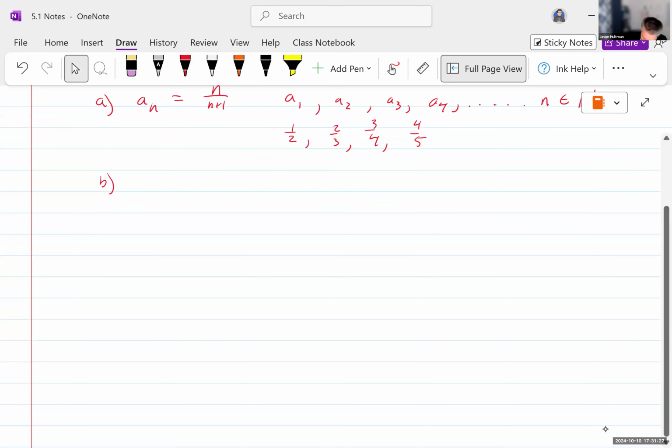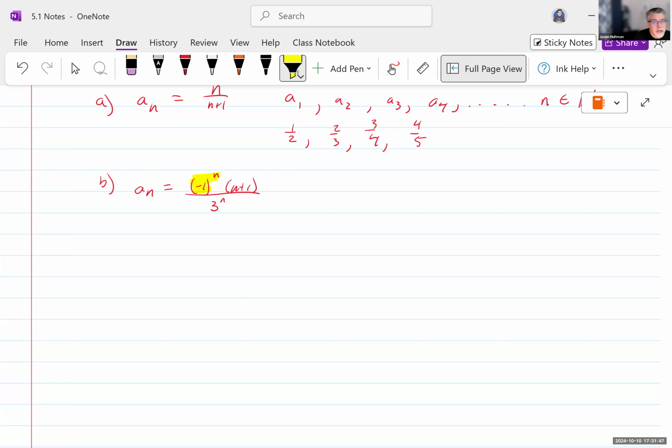B. If I have a sub n equal to -1 to the nth power times n plus 1, all over 3 to the n. This -1 to the nth term is going to be an important piece here. That's going to change the sign. It's going to alternate sign back and forth from positive to negative, positive to negative. That's going to allow us to get alternating sequences and alternating series.